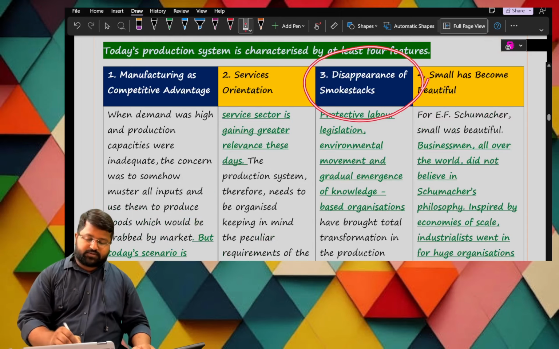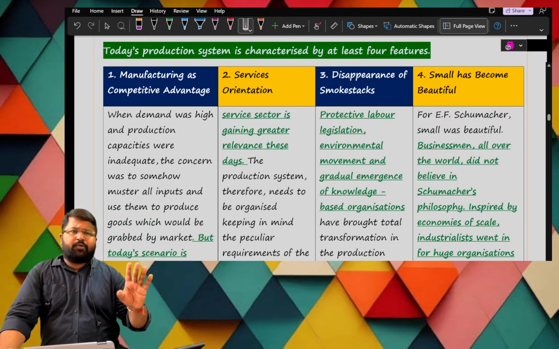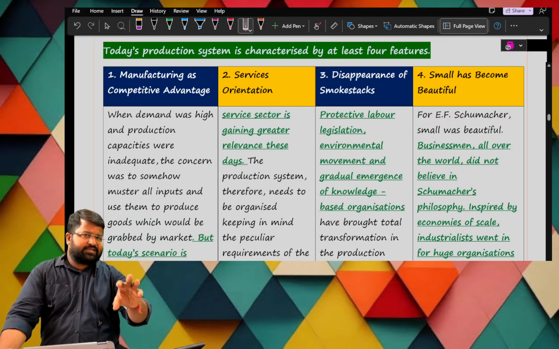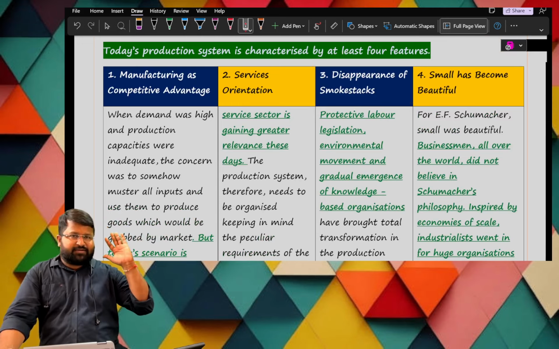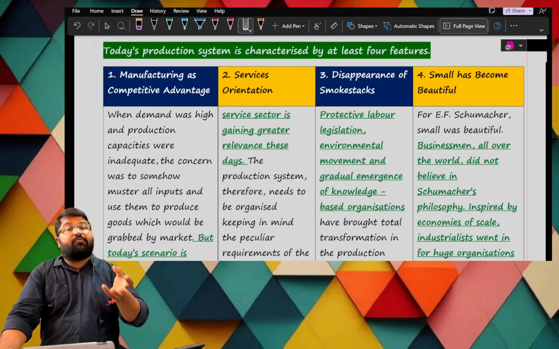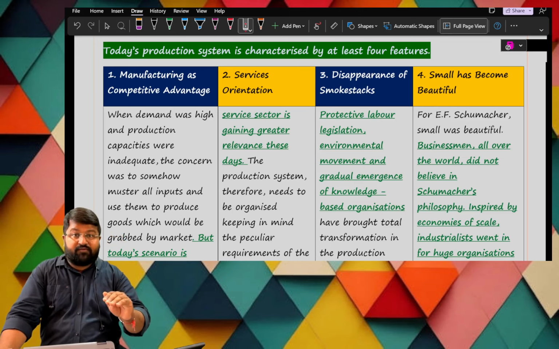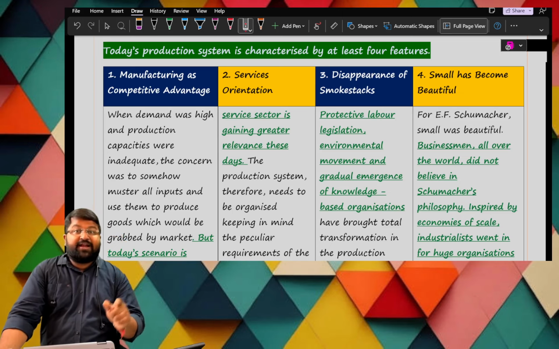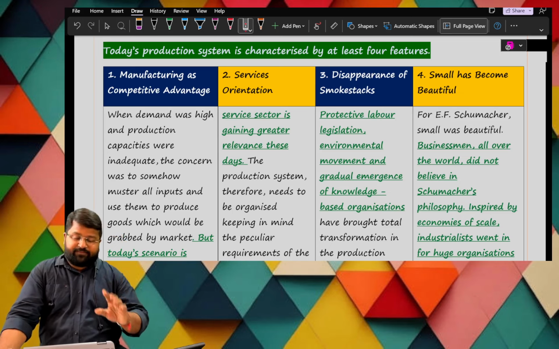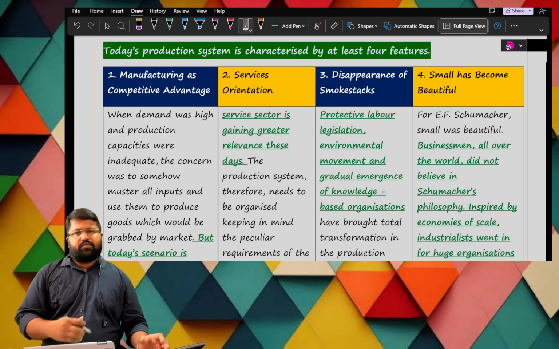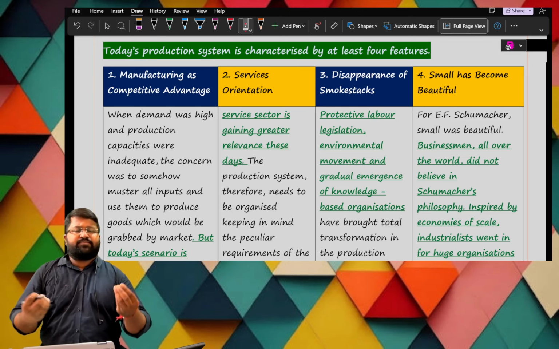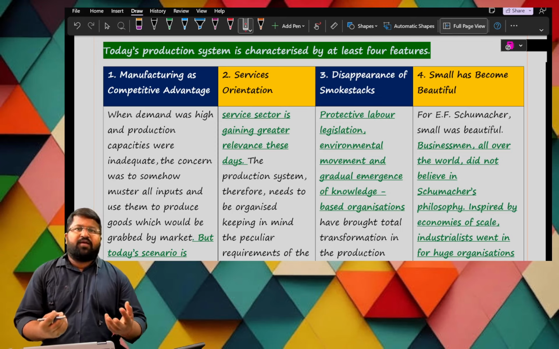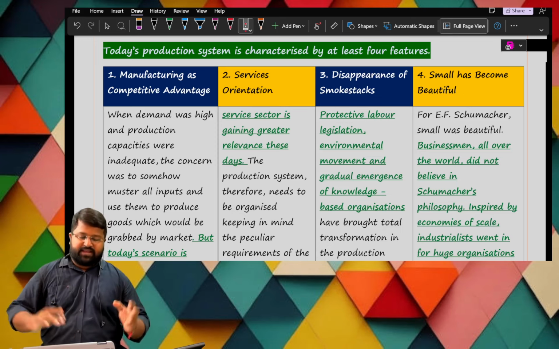Disappearance of smoke stocks. This is nothing but regarding pollution. If you are manufacturing a product and causing pollution, then get out of the market. But if you are manufacturing and your production is not causing any harm to the environment, then you are a good guy and you will be getting good benefits. Also, if you are using labor and you have good norms regarding labor, then you will get a great advantage. These are the areas.